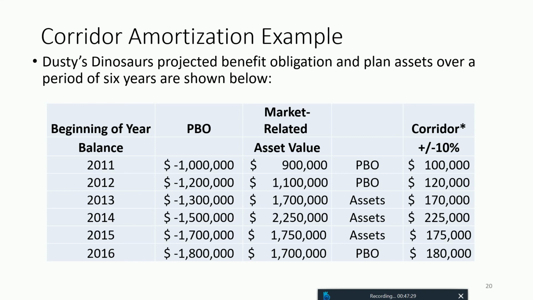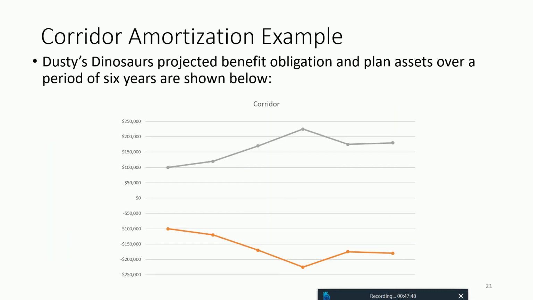So we call this the corridor approach, and that's because if we have gains, we need anything that's larger than 10%, or if we have losses, anything that's less than 10%. If we go to the next slide, what you'll notice is the corridor, the safe zone, is anything that is between these two lines. If it is outside of those two lines, then it needs to be amortized.